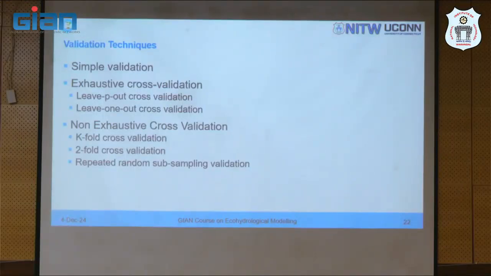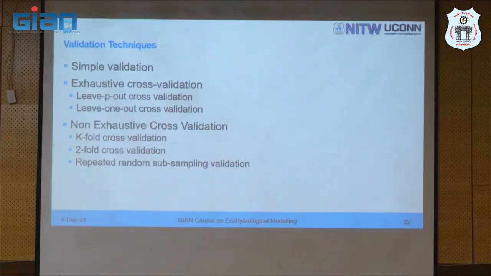One of the most commonly used validation techniques is simple validation. You divide the data into calibration period and validation period and just do the simulation and check it. There are other more exhaustive cross validation techniques: leave P out, leave 1 out, k-fold cross validation or 2-fold cross validation, and also a bootstrapping method where you randomly generate points, right? Exhaustive cross validation is mostly used in machine learning methods.